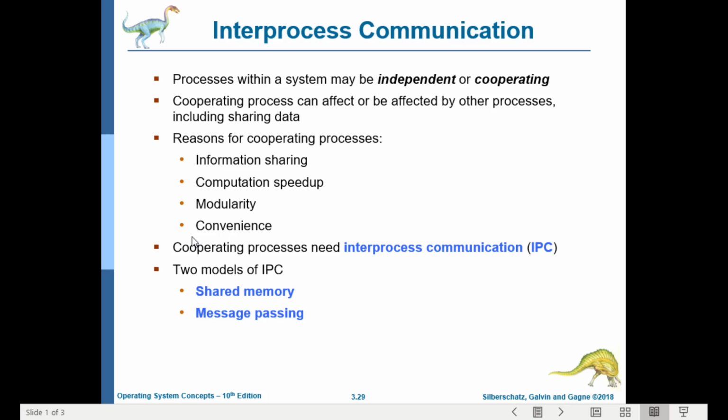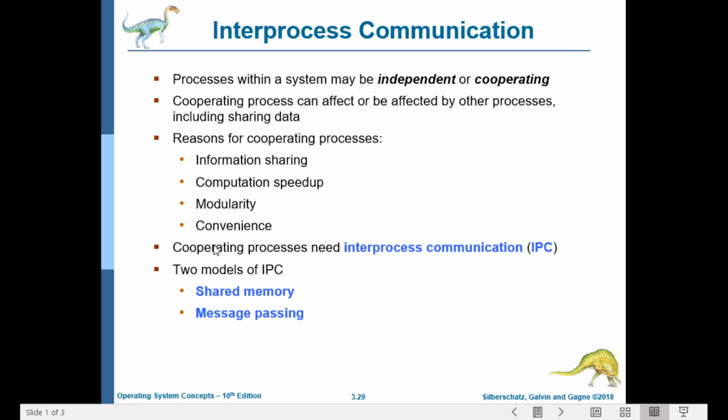The last reason is convenience. Convenience actually refers to the model in IPC, shared memory, where shared memory allows maximum speed and convenience of communication, since it can be done at memory transfer speeds when it takes place within a computer. We will discuss shared memory right after this.